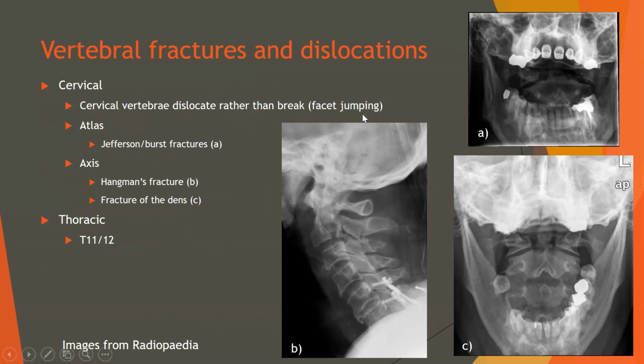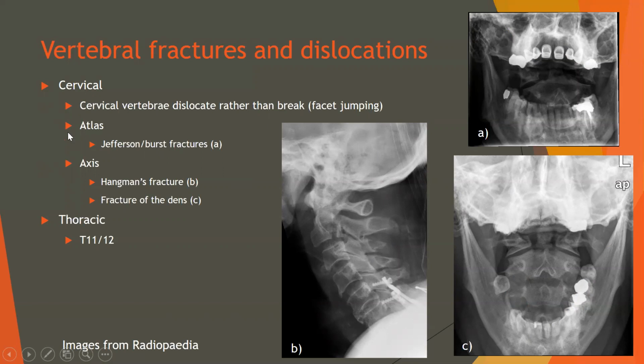And when they do that, it's called facet jumping. The interarticular processes, you can sort of see them here, can basically jump over to the next one and lock out. And what that does is it puts constant pressure on the spinal cord, and that's when you can get some really nasty spinal injuries.